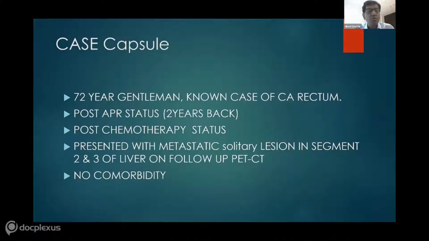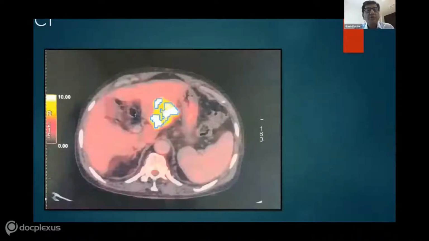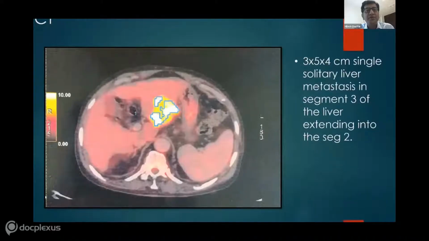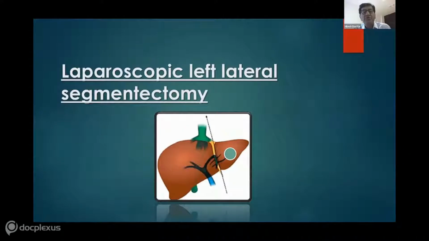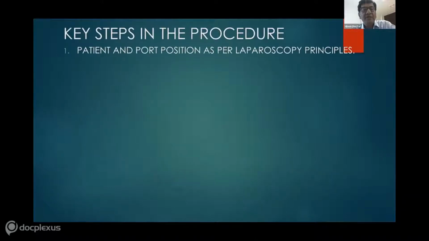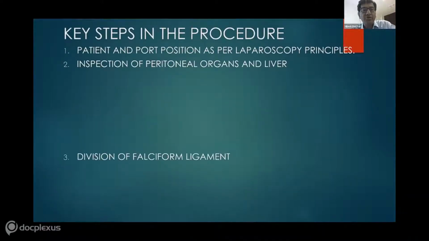This is a gentleman who was otherwise fit, post chemotherapy, post APR, with a single solitary metastatic lesion in segments 2 and 3 of the liver. You can see the PET CT report of this patient. There are several treatment options, and for colorectal liver metastasis the best option is to resect them. Even secondary re-resections provide survival benefit to these patients. This patient had a single metastatic lesion in the left lateral segment and was planned for a laparoscopic left lateral segmentectomy. I'll go through the video and show you these steps.